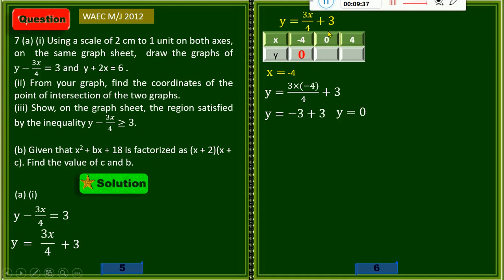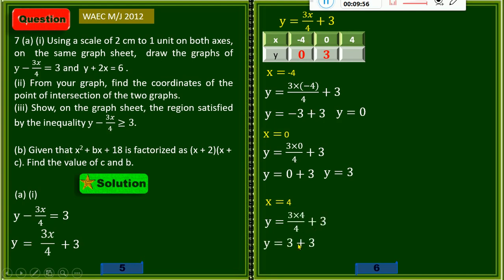So when x is equal to 0, then we're going to have, substitute 0, simplify, y is equal to 3. And then when x is equal to 4, we're going to replace x by 4. On simplification, 3 plus 3, y is equal to 6. So we have the 3 values needed to plot a straight line graph.